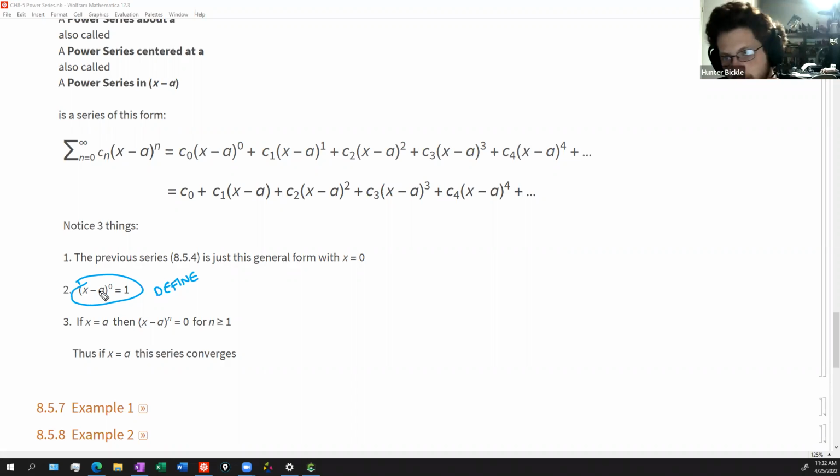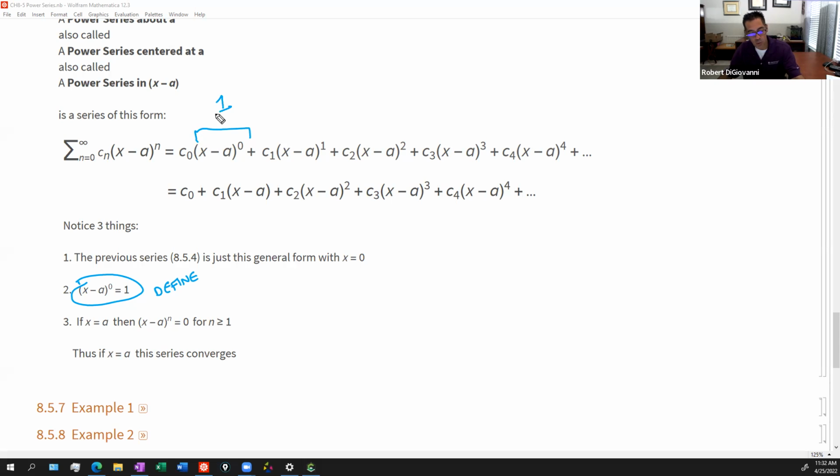And then 0 to the 0 is not 1. All right, so we are defining that first term. This one right here will always be 1, regardless of what x is. Because if x is a, that's going to cause a problem, right?